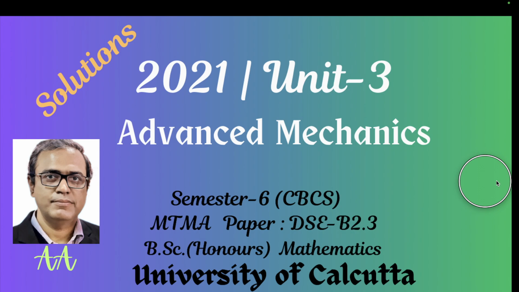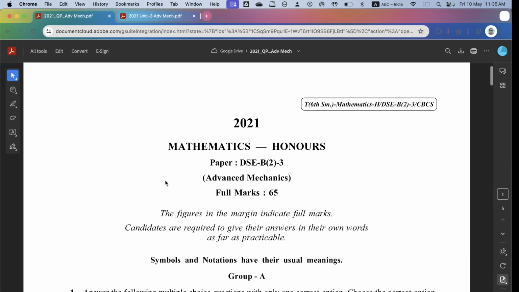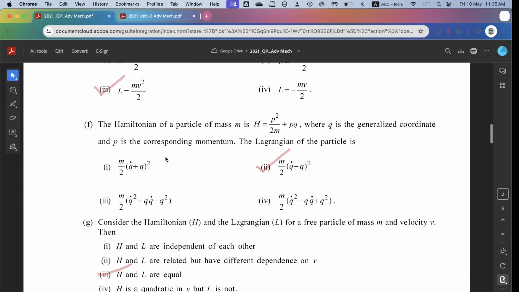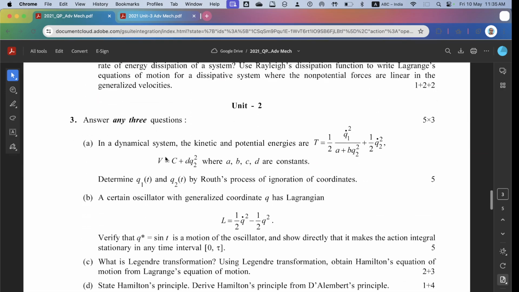Now we discuss Unit-3 Advanced Mechanics, 2021 Semester 6. Question paper 2021 Advanced Mechanics, Unit-3.